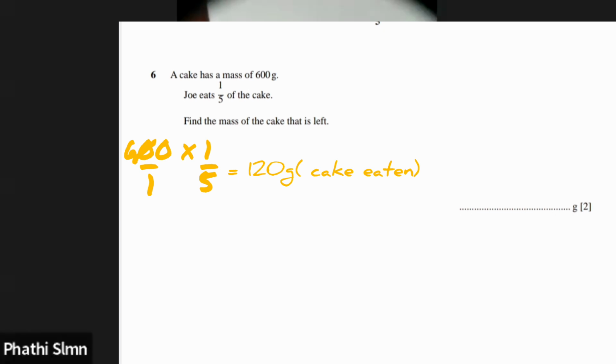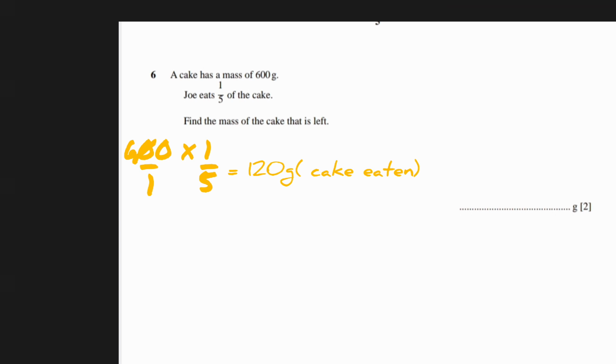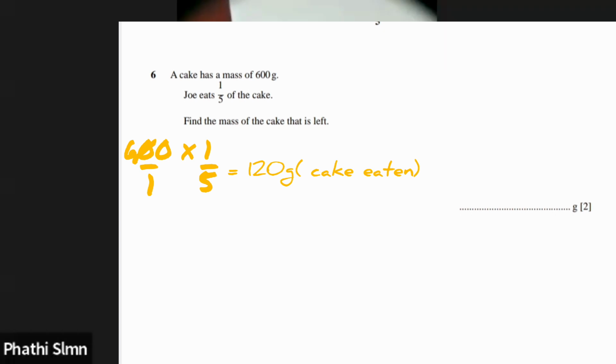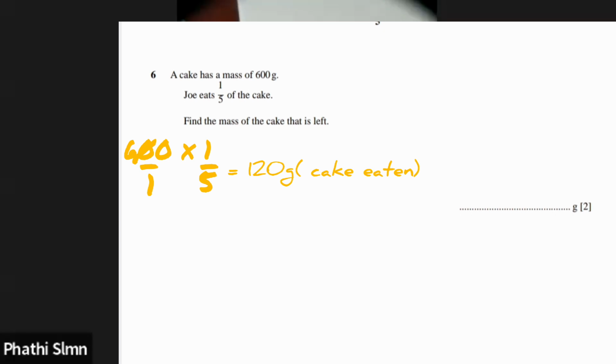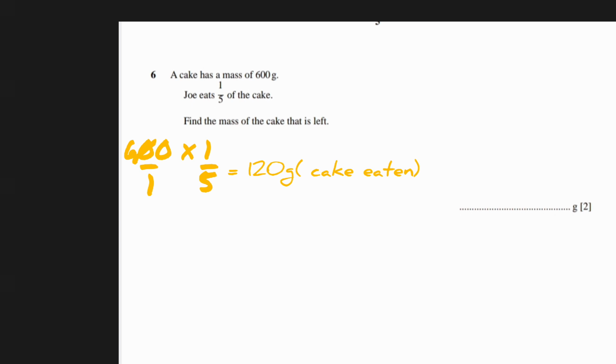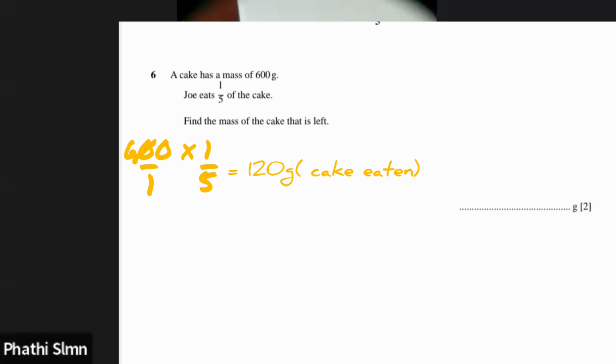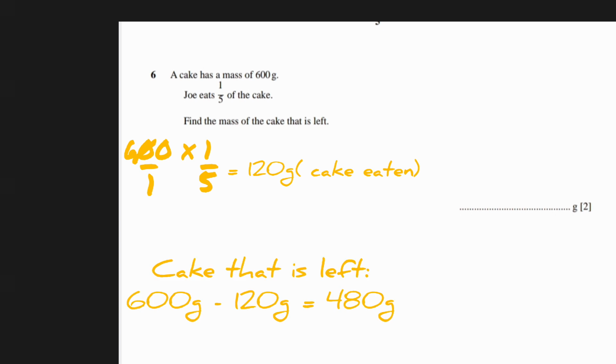And then what do we do next? So we only know that Joe ate 120 grams of cake. So this is 120 grams eaten, but they are not asking us to find the grams of the cake that was eaten. They're simply asking us to find the mass of the cake that was left. So how are we going to find the mass of the cake that was left? 600 minus 120.